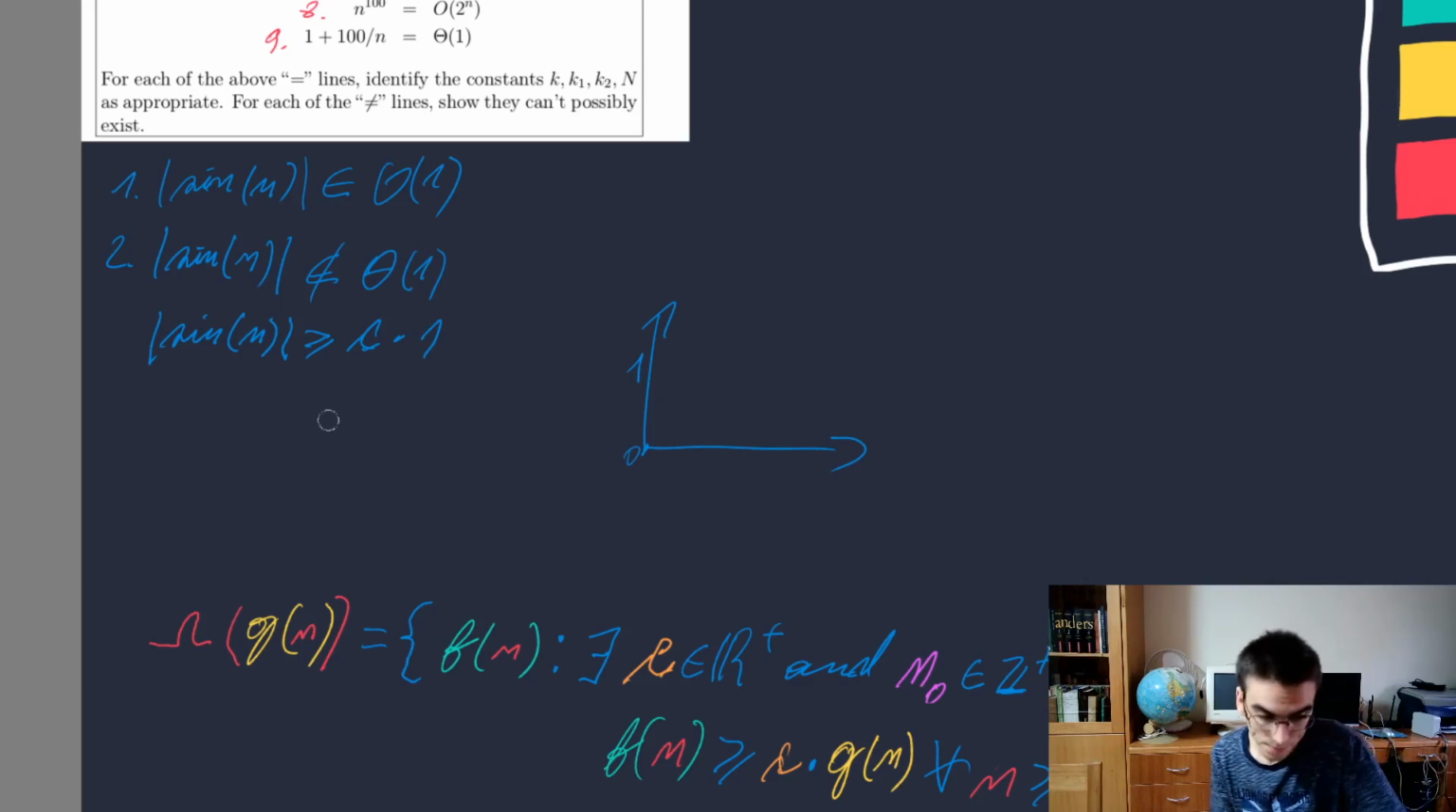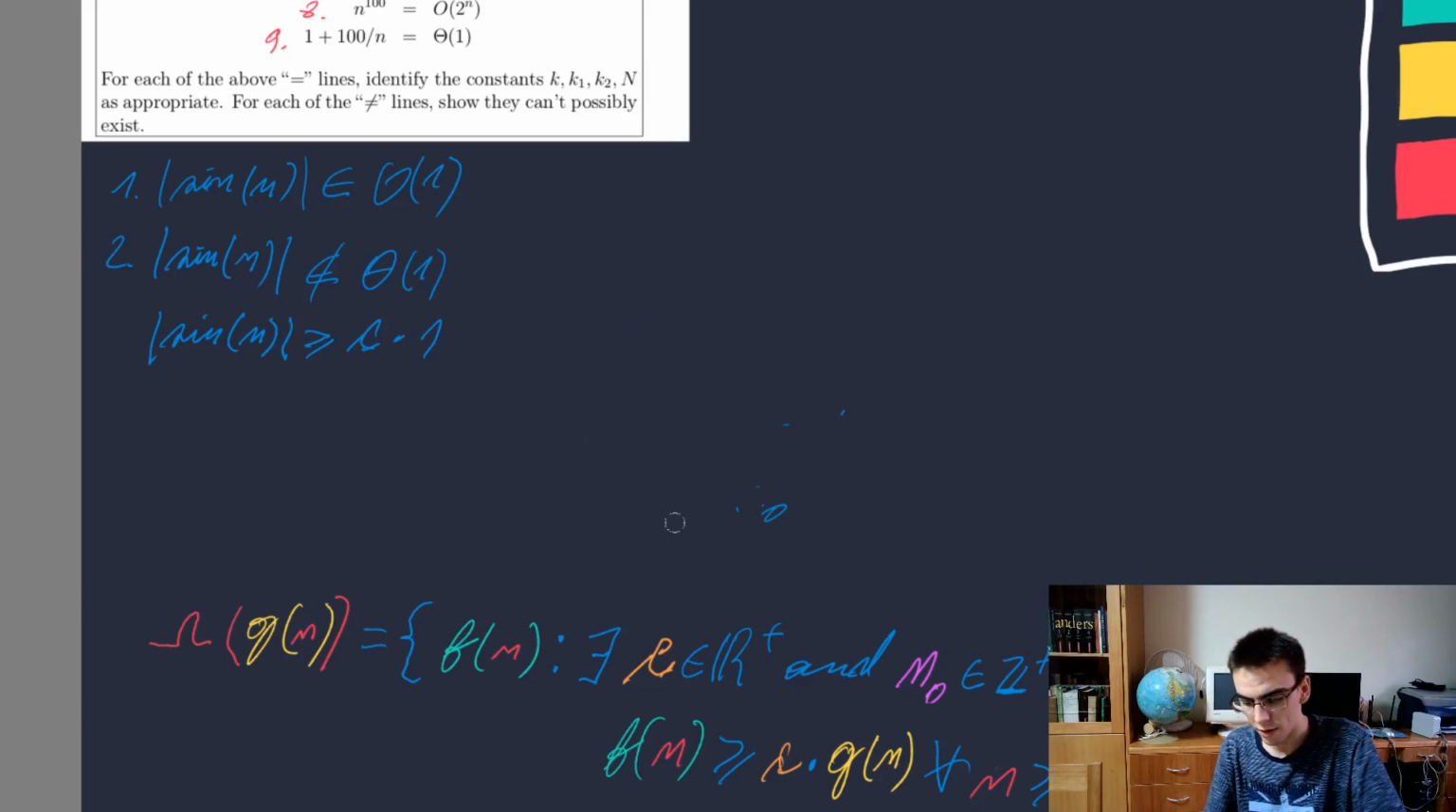And therefore, we say that there is no such c, that for each value after a certain n0, right? After a certain n0, whatever n0 you pick, sine will always touch 0, and so you can't define a c greater than 0 for which it would remain true, right? That's the intuition. You can mathematically show that by doing a limit, right?